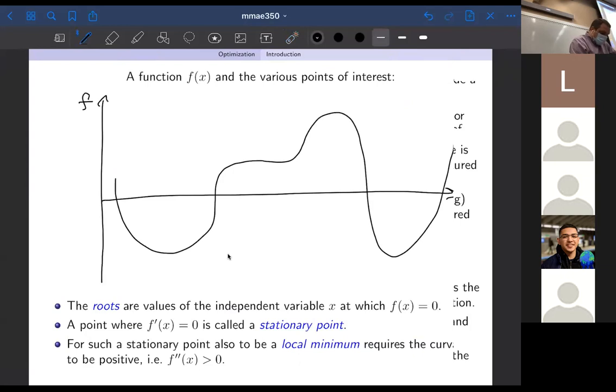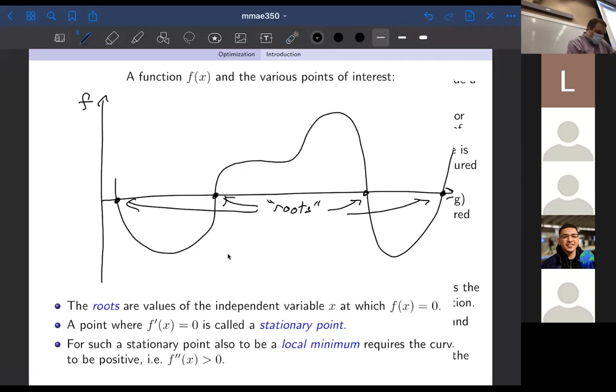So where it crosses the x-axis, those are the roots, which is what we looked at in the last chapter. So these are locations where the value of f of x is 0. Okay, those are the roots. That's not what we're looking for now.